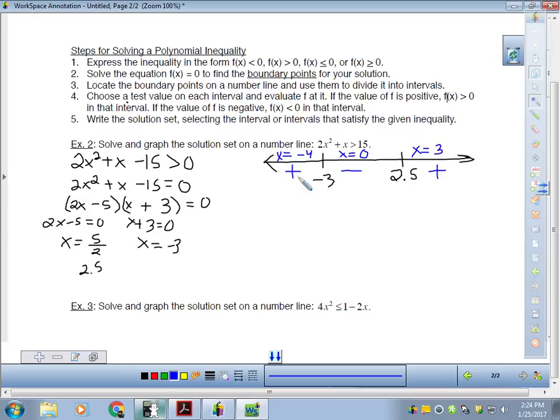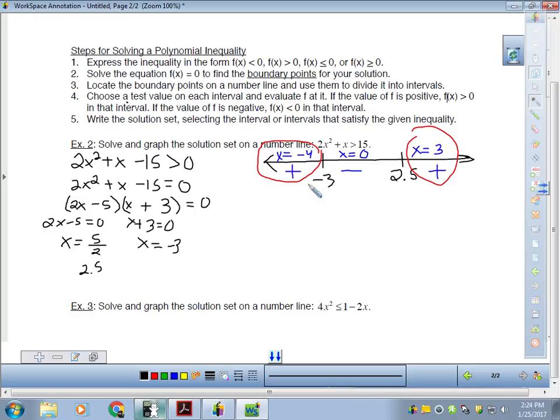So there we go. I know that this function goes positive, and then negative, and then positive. So to pick out my answers, I need to satisfy the original inequality. The original inequality says that it needs to be greater than 0. Greater than 0 means positive. So I want the intervals where this is positive, I want this interval, and I want this interval.